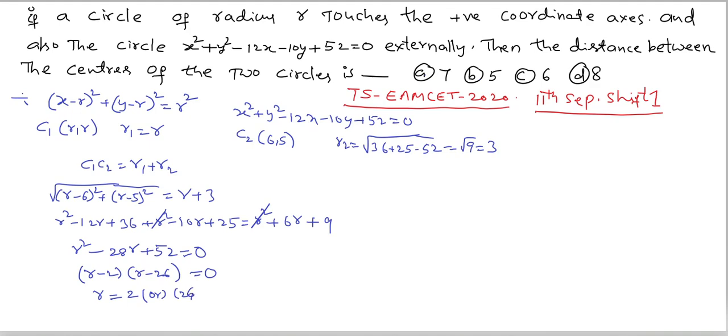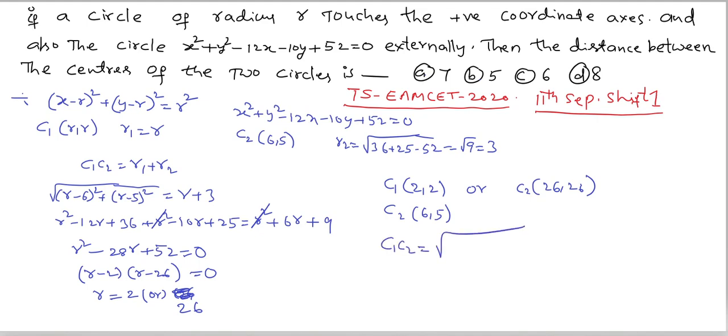So the possible center C1 is (2, 2) or (26, 26). The second center C2 is given, that is (6, 5). So the distance between these two centers, C1C2, is equal to the root of (6 minus 2) whole square plus (5 minus 2) whole square. 6 minus 2 is 4, squared is 16, and 5 minus 2 is 3, squared is 9. Root of 16 plus 9 is root 25, that is equal to 5. So the second option, B, is the correct answer.